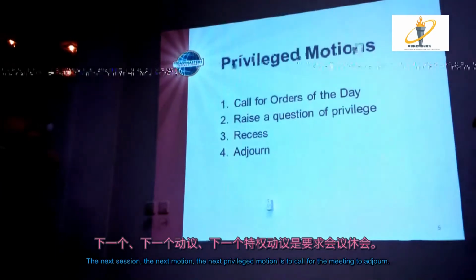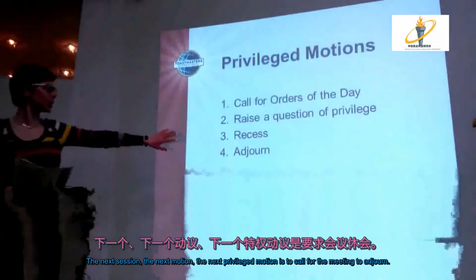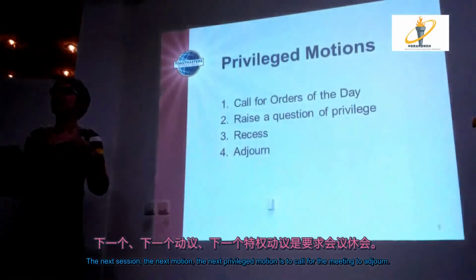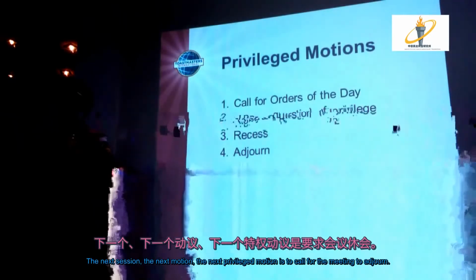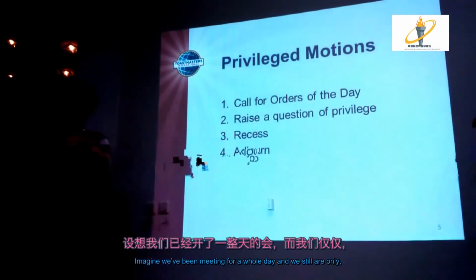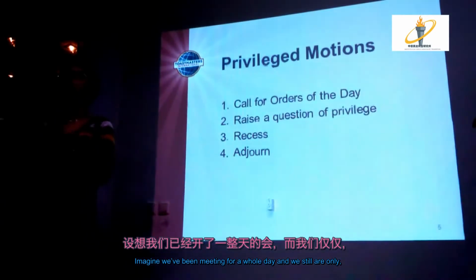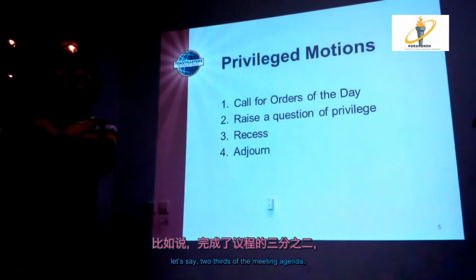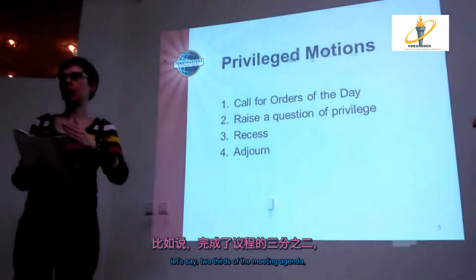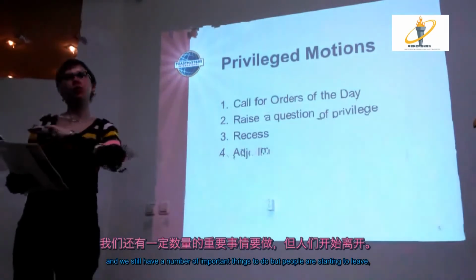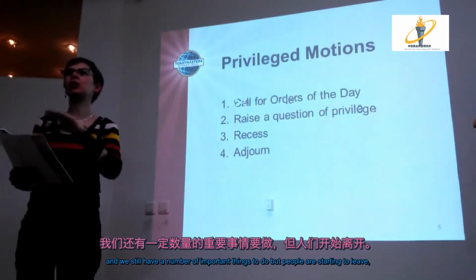The next motion, the next privilege motion, is to call for the meeting to adjourn. Imagine we've been meeting for a whole day and we still are only, let's say, in 2/3 of the meeting agenda, and we still have a number of important things to do, but people are starting to leave.